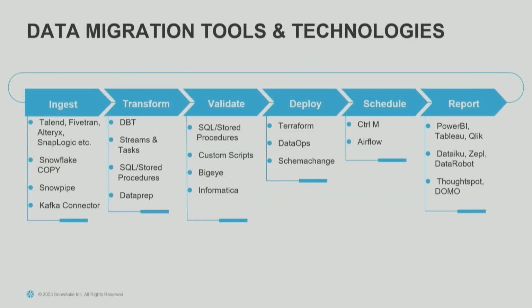Going to next slide. So this is the most frequently asked question in migration. Which tools we should use for migration? Here are some of the examples of the tools that you can use for migration. At the ingestion level, we recommend you to use Snowflake copy into command and Snowpipe, and you can also use Kafka connectors.